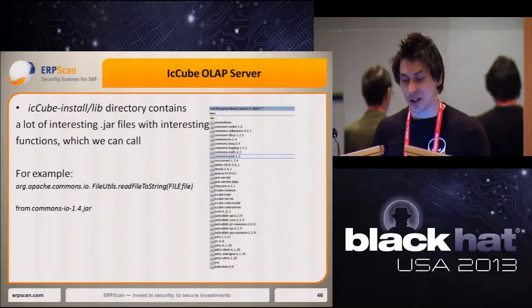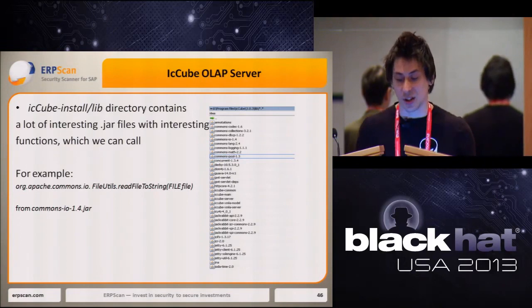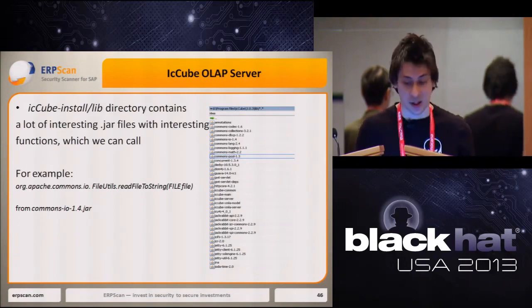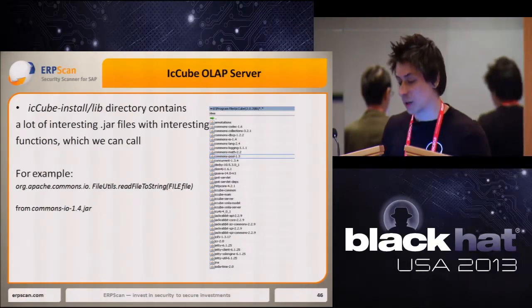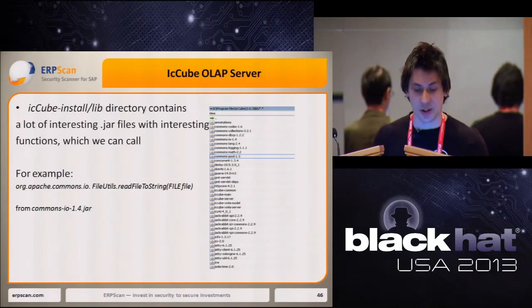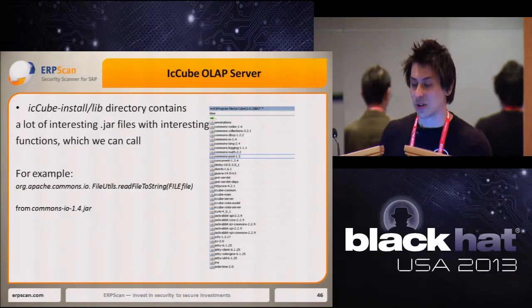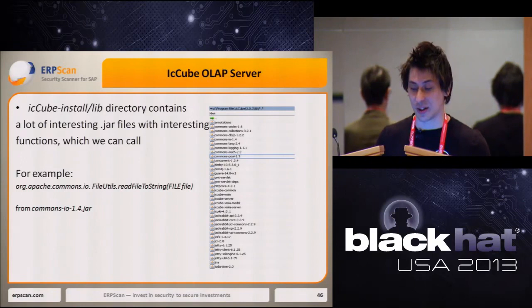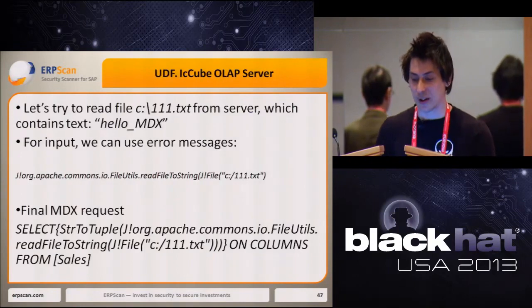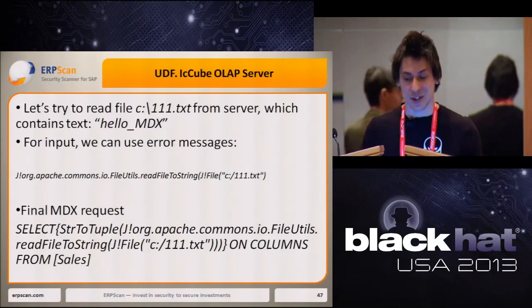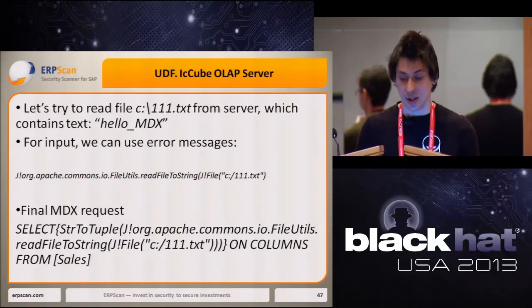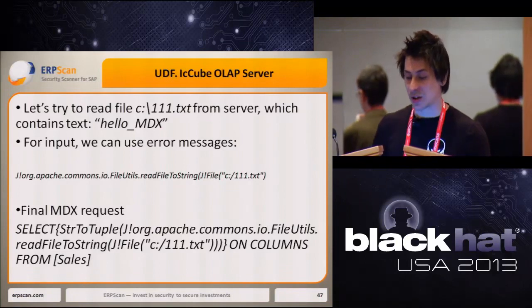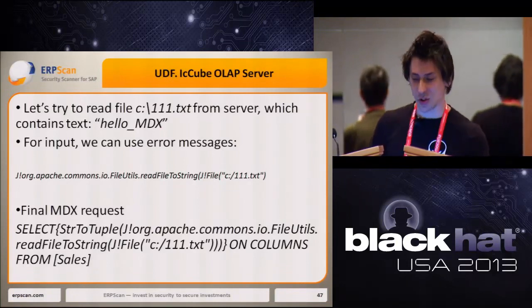It was only logical to have a look at the jar files which were already contained in the directory, decompile them and find something interesting. And we find it. For example, the jar file commons-io 1.4 contained a method readFileToString, which allows us to read any file from the OLAP server. Okay, let's try to read a file called 111.txt, which contains the text hello MDX. The text has to be displayed somewhere, so we will cause a wrong dimension name error, and that's how we can read the content from the file.